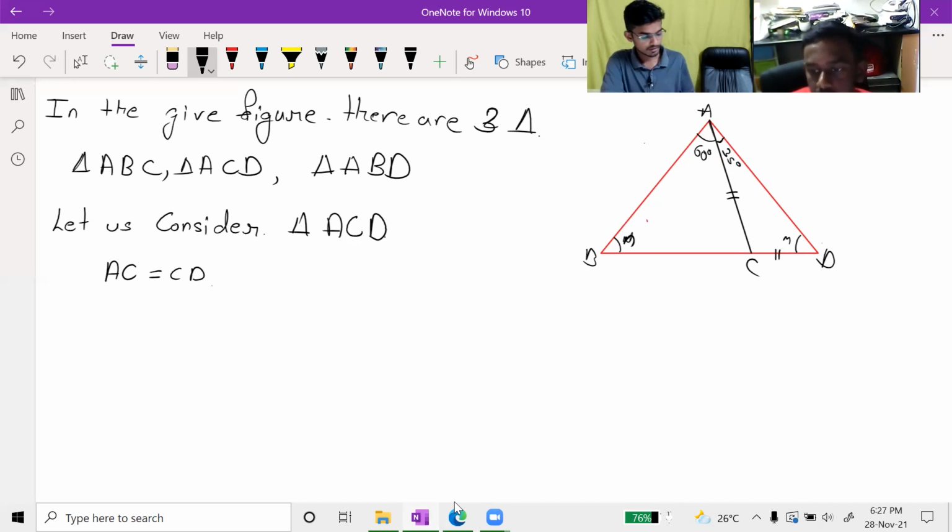Therefore, angle CAD will be equal to this angle. CAD will be equal to ABC? Sir, ACD. No. This angle will be equal to which angle? If these sides are equal, then this angle will be equal to which angle?